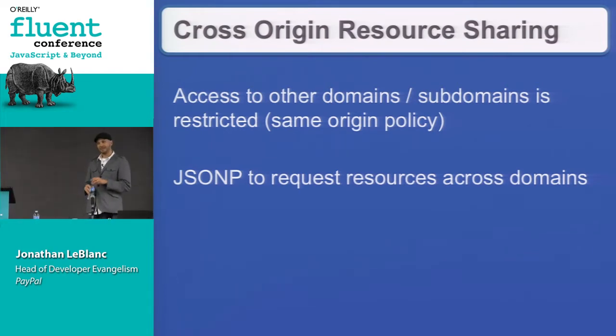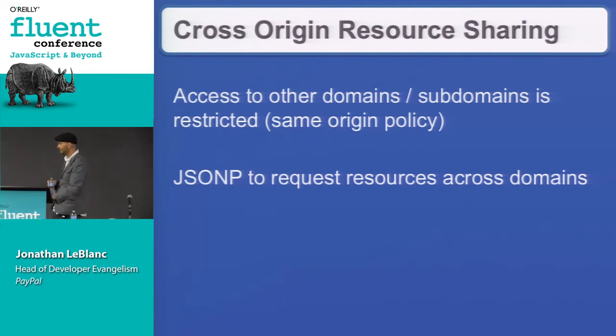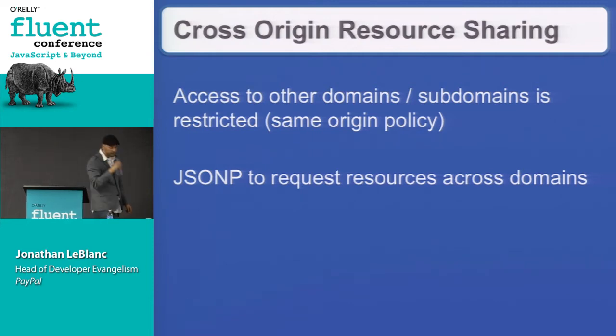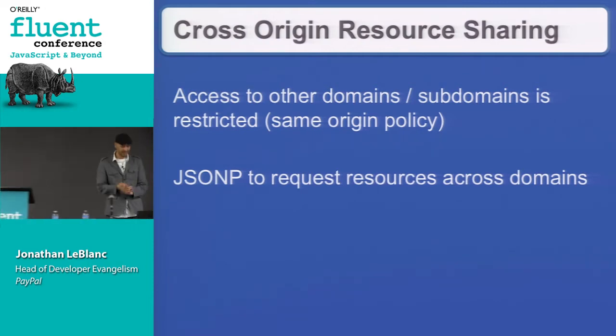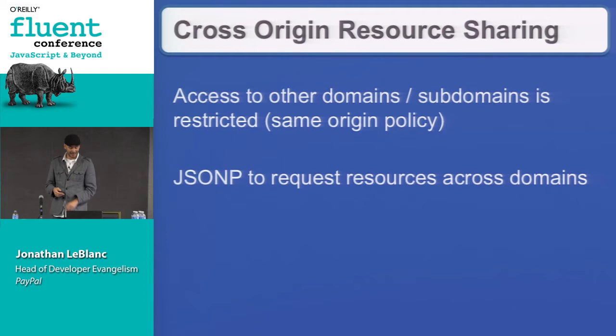So JSON-P has some good points. It has some bad points. Definitely, it introduces some security concerns, but it is a good standard out there. It's a good workaround, and one that's used quite frequently today.